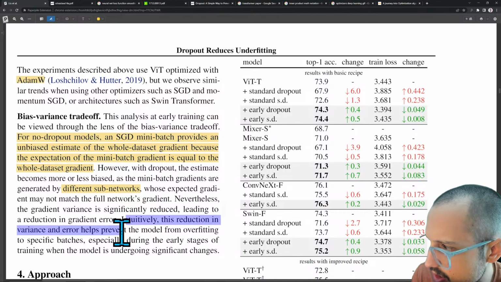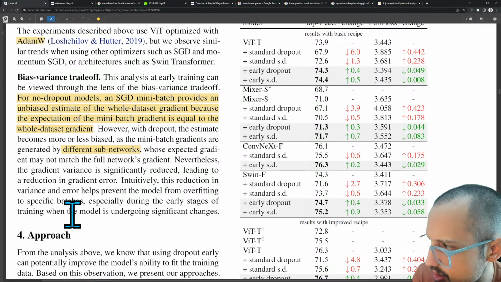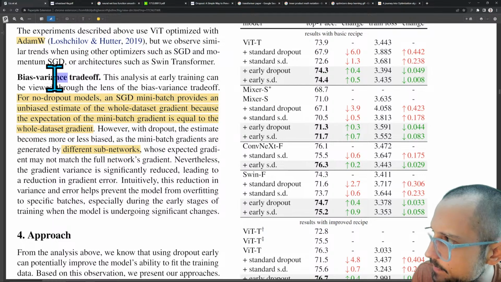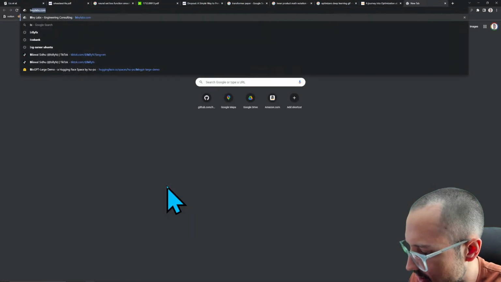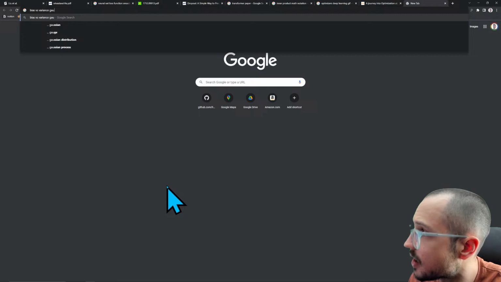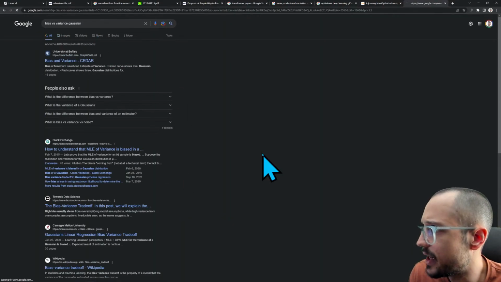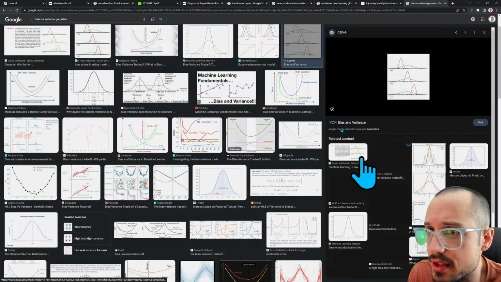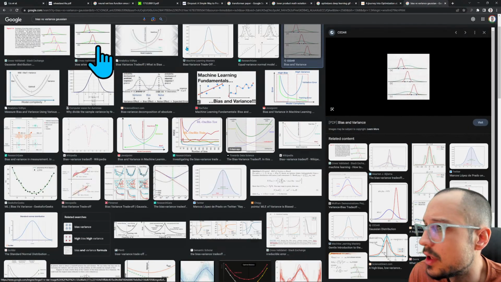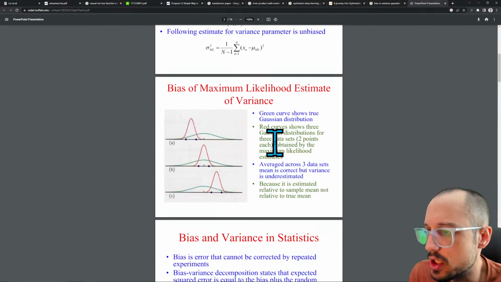So intuitively, this reduction in variance and error helps prevent the model from overfitting to specific batches, especially during early training when the model is undergoing significant changes. I don't know. I could see that. Bias and variance is a basic concept in statistics. Let me look for a picture.